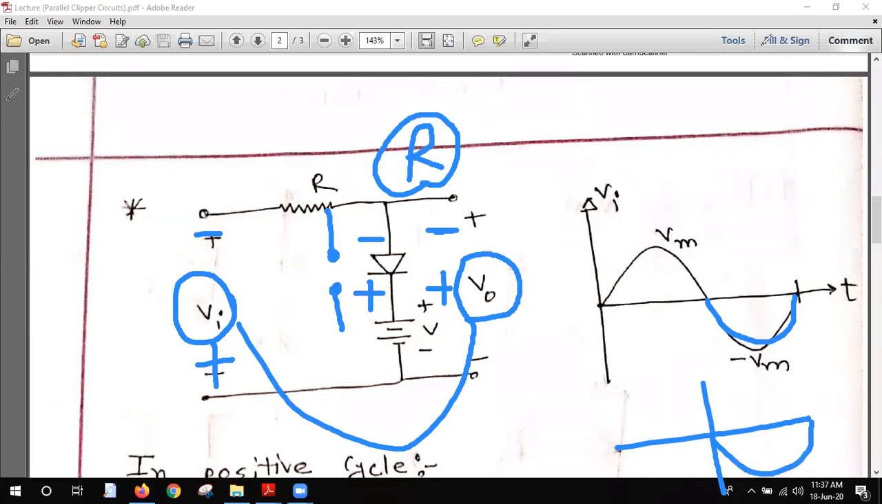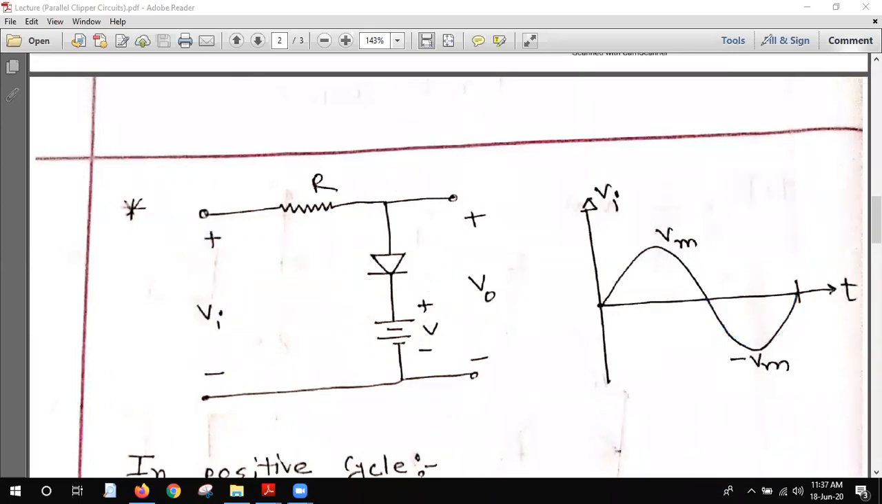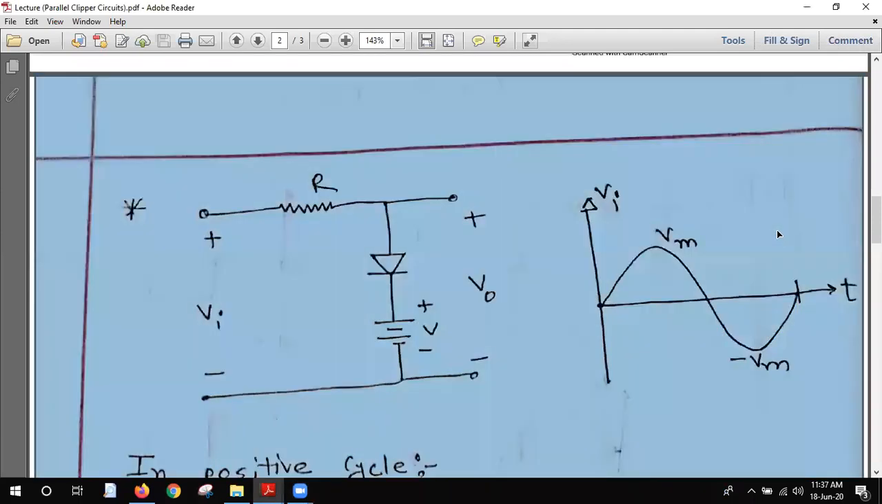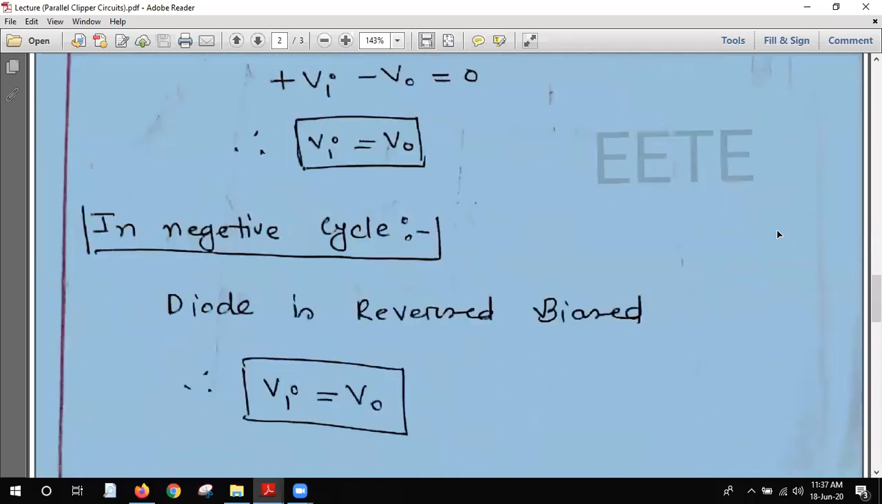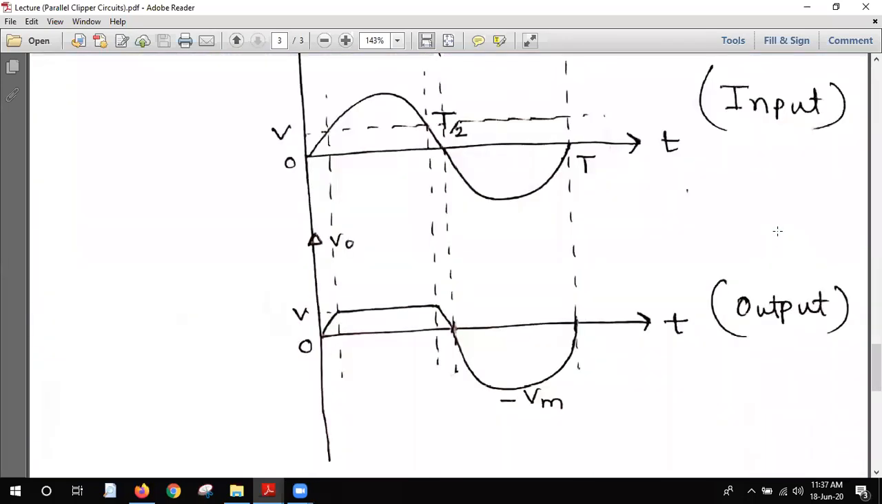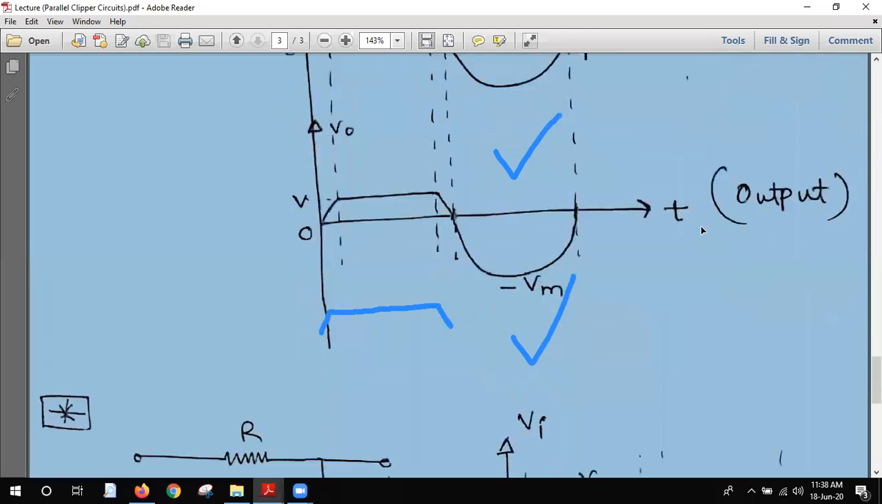So we discussed this using only the diagram. The explanation is given here, and if you just see this diagram, in the positive cycle, whatever I just drew here is the positive cycle output, and the negative cycle is exactly the same. Okay, my students, I think you get this type of example, and one more example I have solved here.